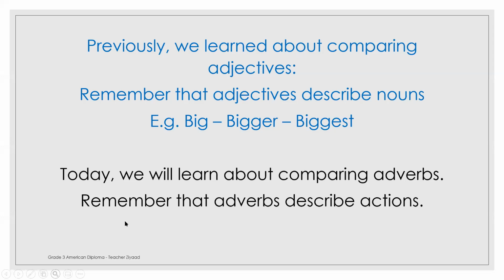One of the rules that remains the same is the following. Big is when you're referring to one person. Bigger is when you are comparing two people or two things to each other. And when we use the superlative form, which is biggest, with est at the end of the word, then you are comparing three or more things to each other, right? So today we will learn about comparing adverbs to each other.